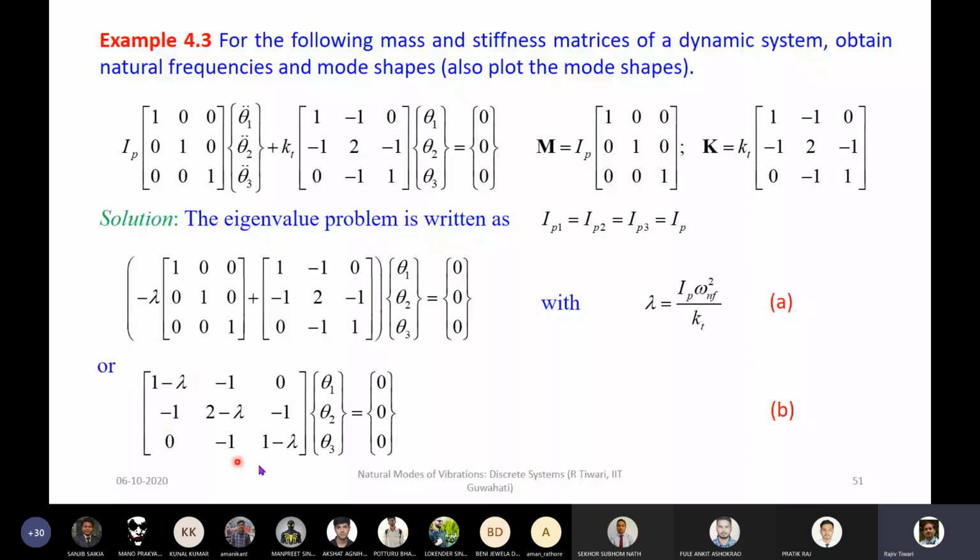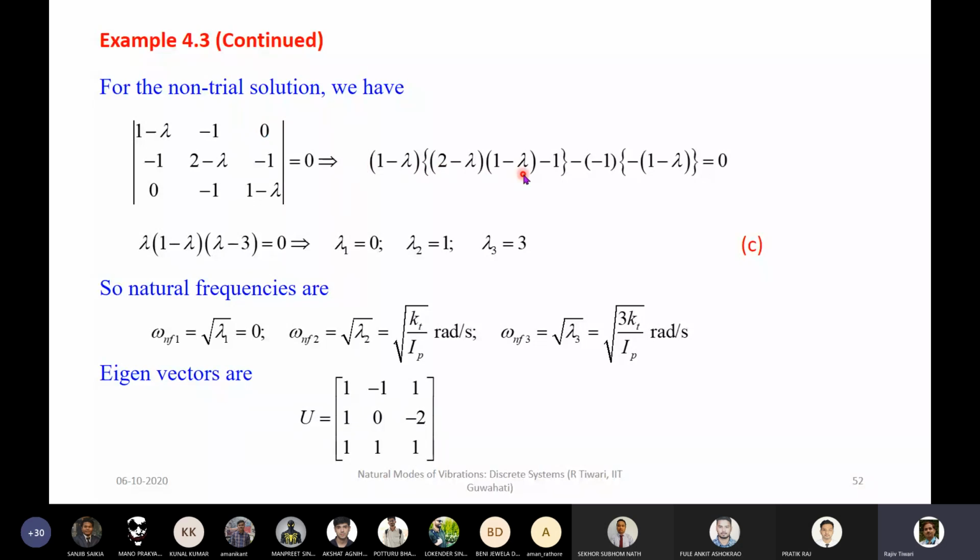Now we need to obtain the non-trivial solution of this. So we need to take the determinant of this equal to 0. If we take the determinant of this equal to 0, we will get some polynomial. The polynomial can be rearranged and put in this form. So we will get one of the eigenvalues 0, another 1, another 3. So we got 3 eigenvalues, and they have these values.